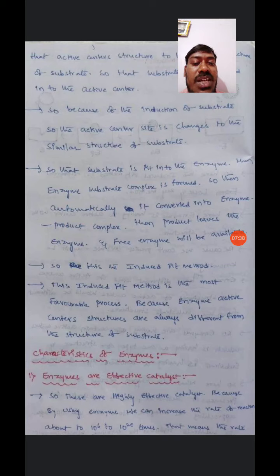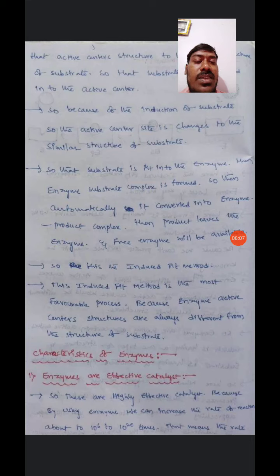The substrate fits into the enzyme, and the enzyme-substrate complex is formed. Then it is converted into the enzyme-product complex. Then the product leaves the enzyme and free enzyme becomes available. So this is the induced fit method.